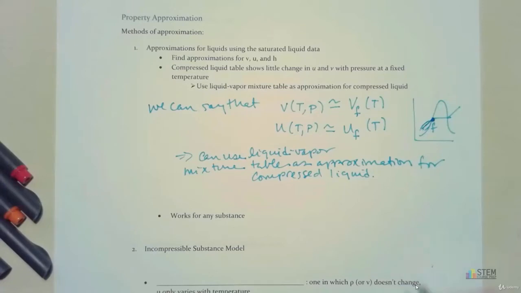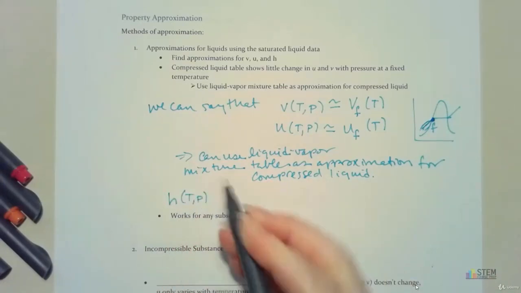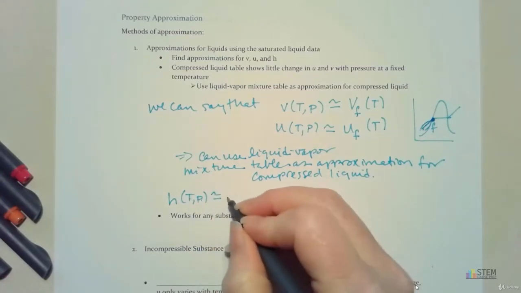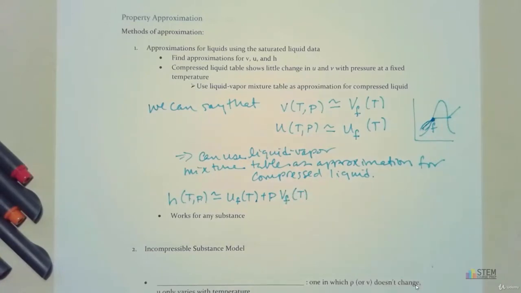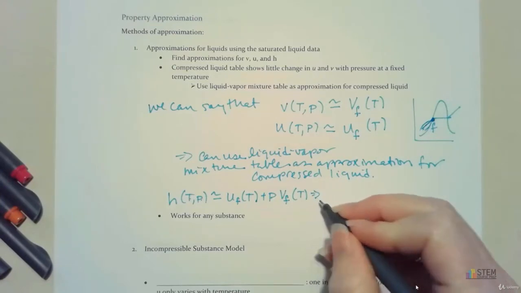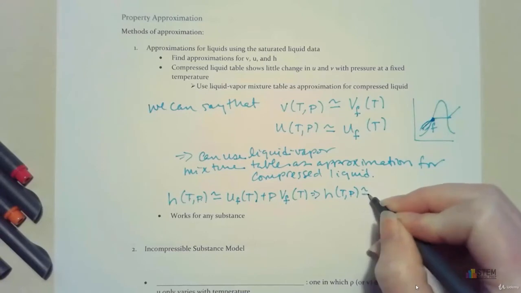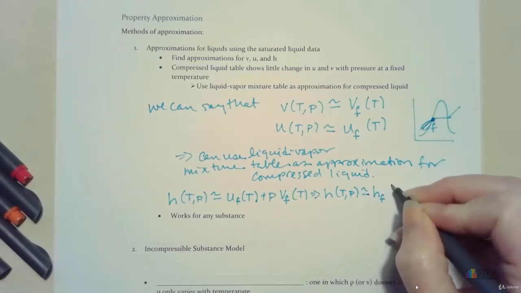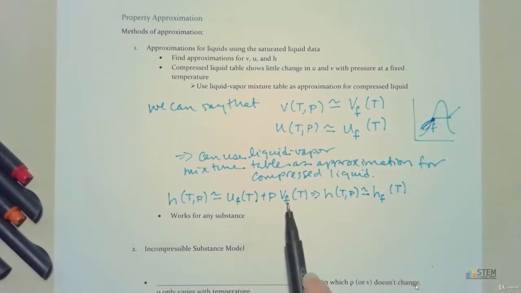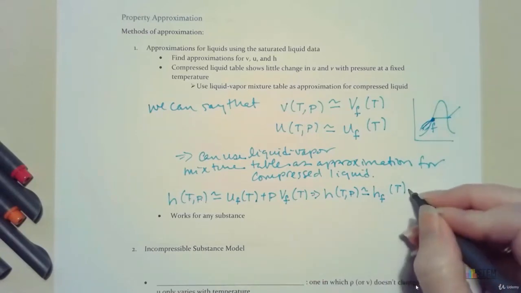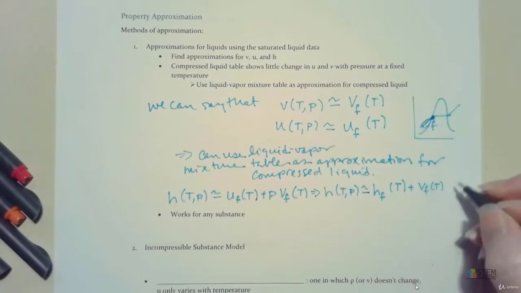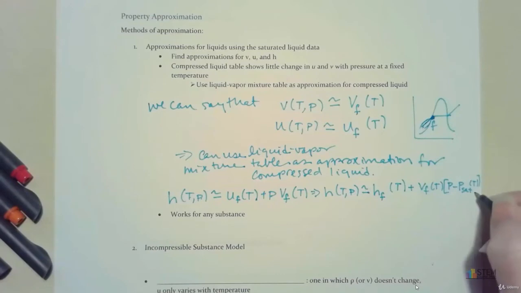Now we have the same thing with enthalpy. So we can say our enthalpy, which normally is a function of temperature and pressure, is approximately equal to u_f at the given temperature plus the pressure times v_f at the temperature. And another equation we can use, we could rewrite that and say it's approximately equal to h_f of the temperature, because notice this is h, because u plus pressure times specific volume is specific enthalpy. So we're just replacing this with h, and then plus v_f of T times your pressure minus the saturation pressure at the temperature. I ran out of room here.